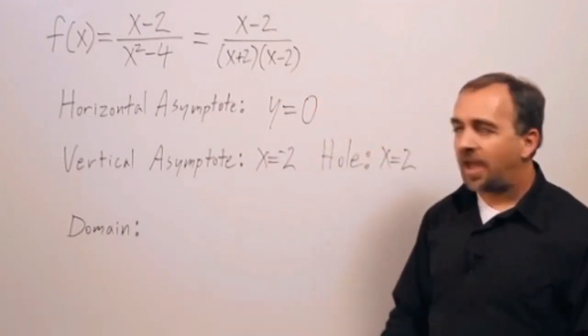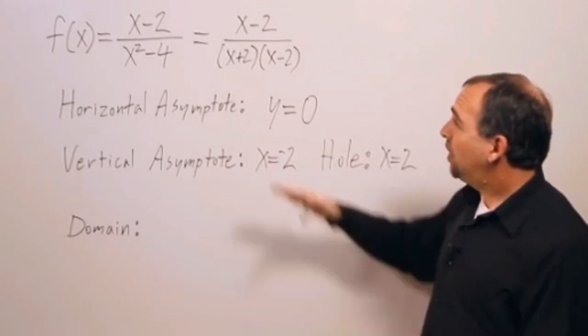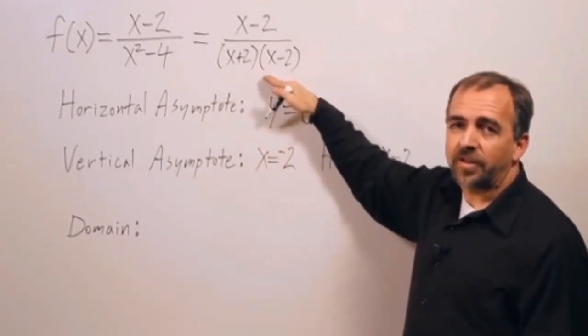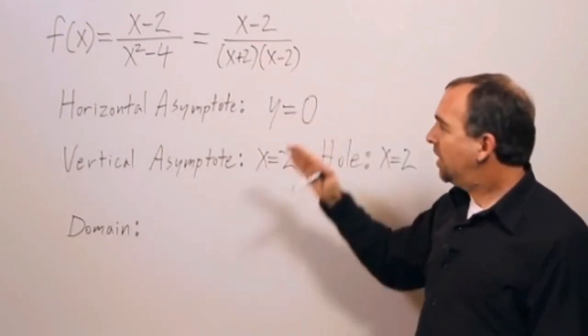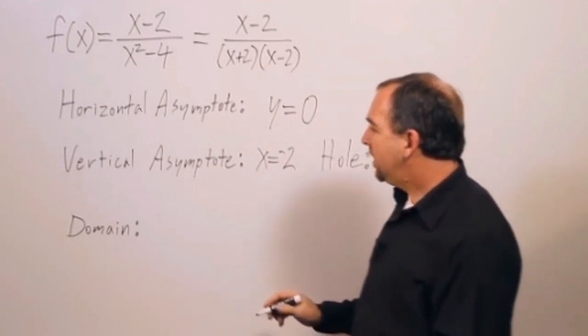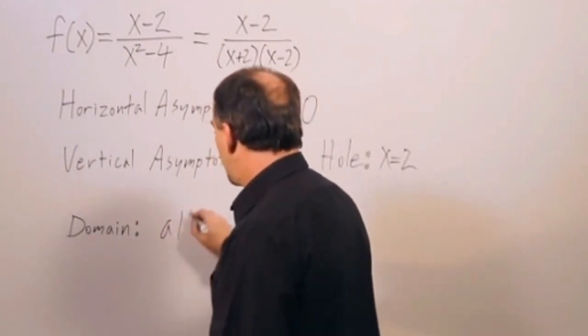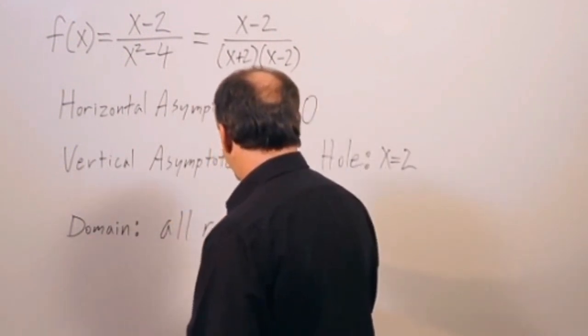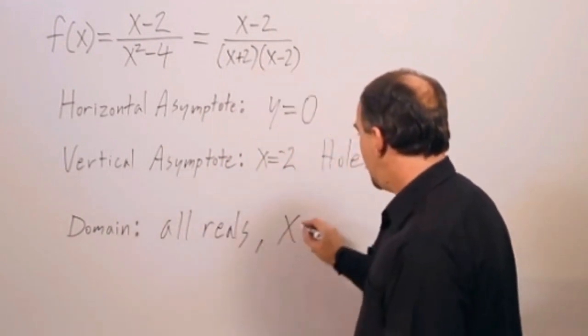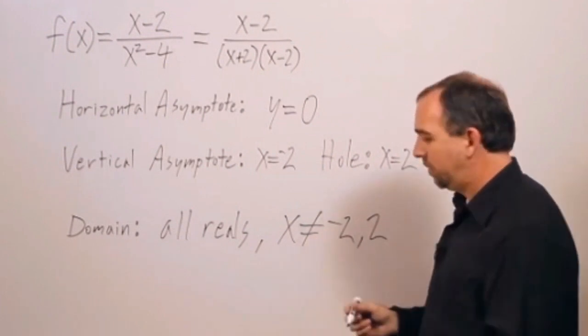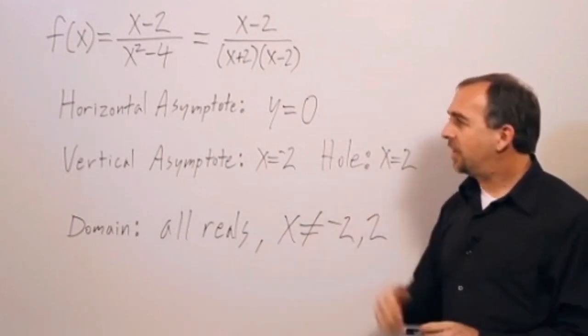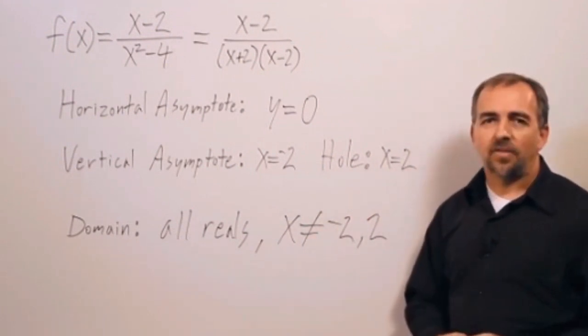Now, what about our domain? Well, for our domain, we have to take both these into account because they are both going to cause an undefined function, and so we can't have that occurring. So we need to leave both of those out. So our domain is going to be all reals except x is not equal to negative 2 or 2. And that's how we find the asymptotes and the domain of our rational function.